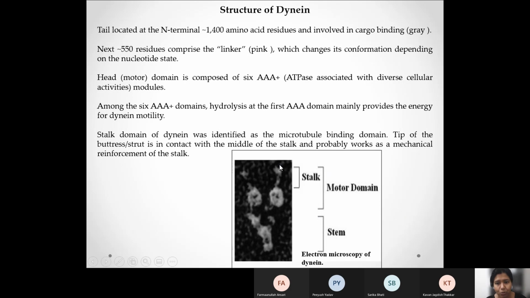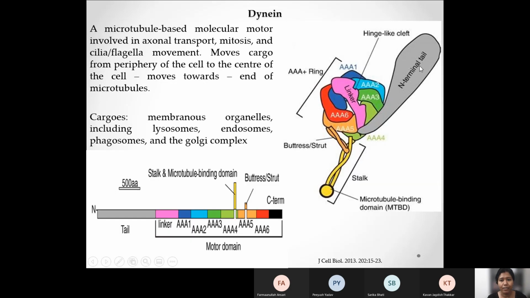Oh, sorry, this is the stalk. I always get confused. Right? So this is the stalk. And then you have a stem-like structure, a tail-like structure, that would go and bind to the cargo.